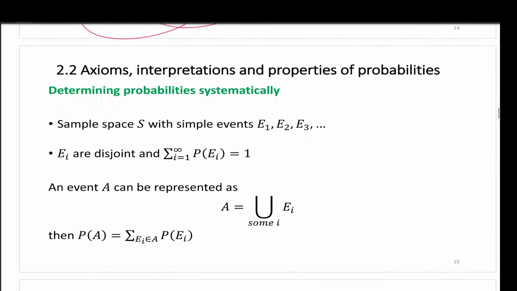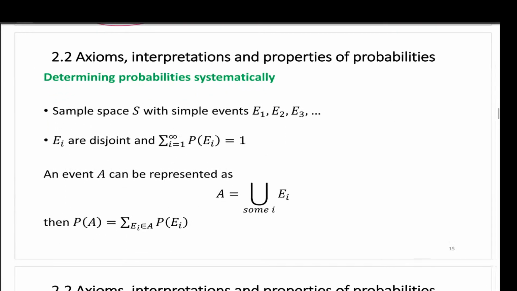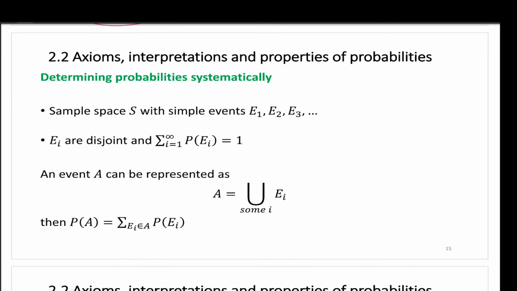All right, determining probabilities systematically. Sample space S with simple events E1, E2, E3. Well, if they're simple, they only have 1 outcome. And let's assume they're all pairwise disjoint. So then the sum of the probabilities would be 1, because all of the events union up to be the sample space. So S is equal to the infinite union of Ei. So their sum adds up to 1.